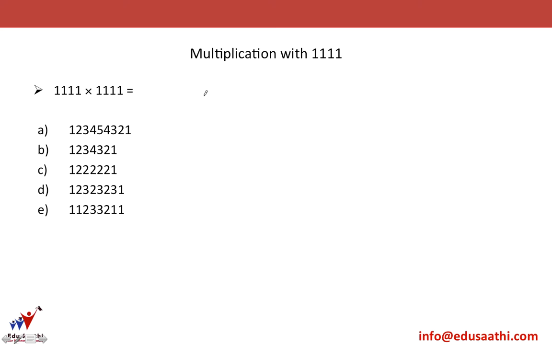A lot of times in comparative examinations, they'll give you numbers like this. So I have 4 ones multiplied by 4 ones. They can also give you 5 ones multiplied by 5 ones. There's a shortcut to it. The answer will always be of the form 1, 2, 3, 4, 5, and then after a point the numbers will start decreasing. So after 5, let's say 5, 4, 3, 2 and 1.